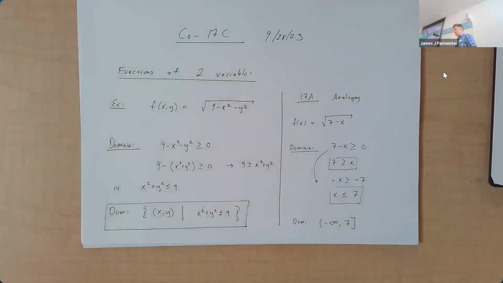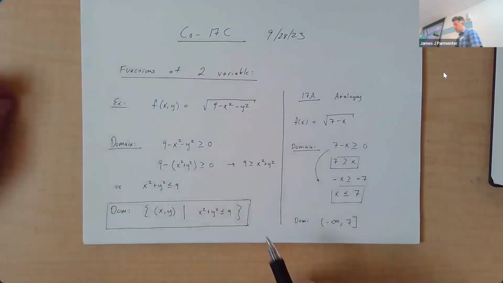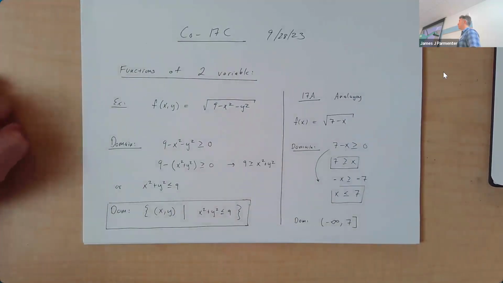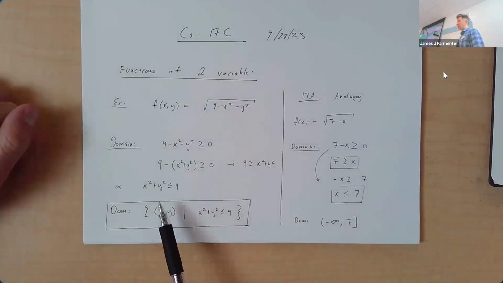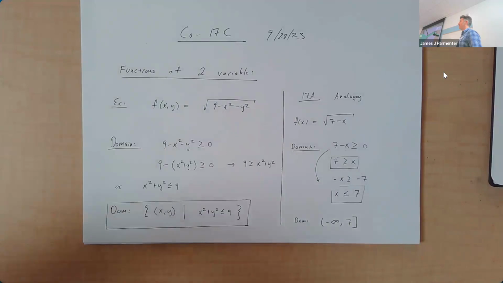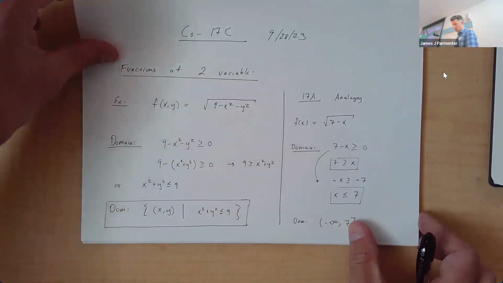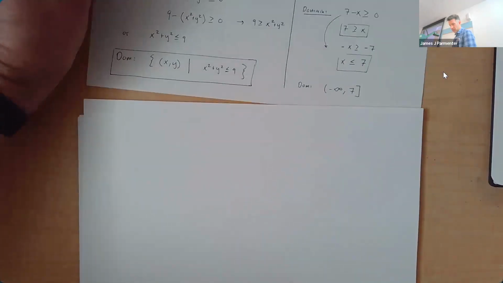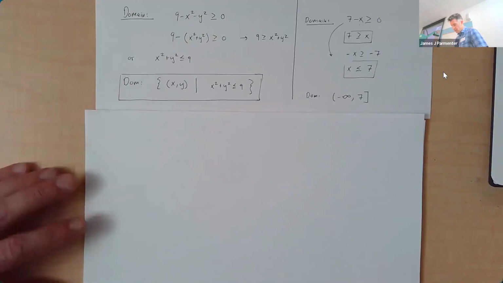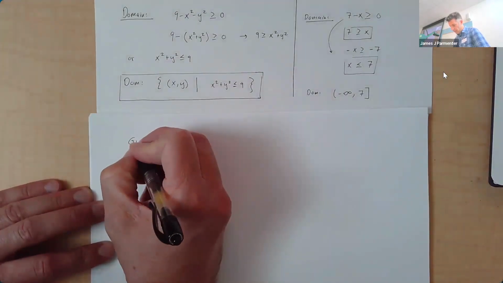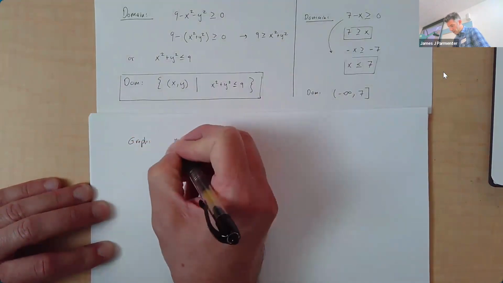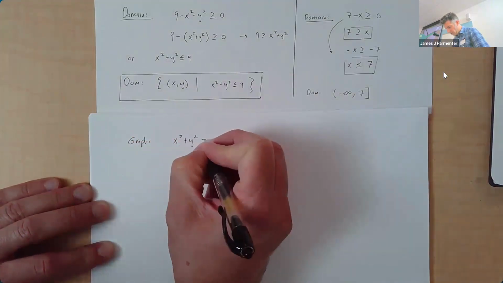Really, what we'd like to do is actually graph the domain. And that's definitely what your teacher wants you to do in some of these homework problems, is graph what the domain looks like. So when graphing a domain like this, what we usually do first is, instead of trying to graph the inequality x squared plus y squared less than or equal to 9, we're going to graph the equality first. So we're going to graph x squared plus y squared equal to 9.